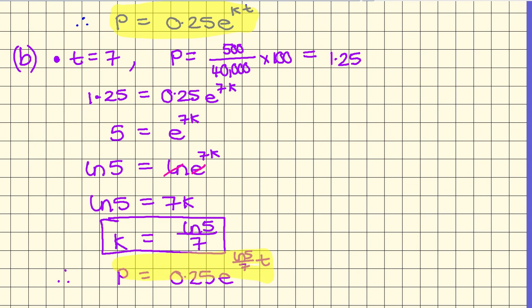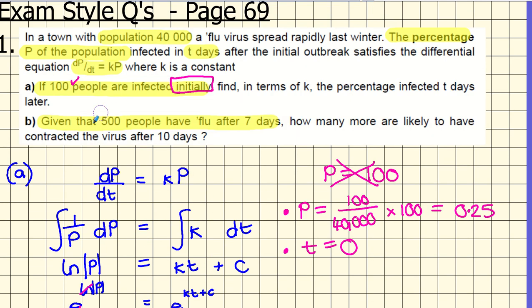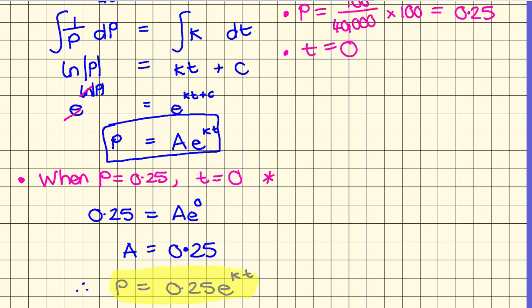You see how I'm just taking each sentence, one sentence at a time in the question, and working with what I've got. So that equation just came from that first line here. Now let's read the second part of that question. How many more are likely to have contracted the virus after 10 days? That bit in pink tells you that T is 10, after 10 days, sorry.